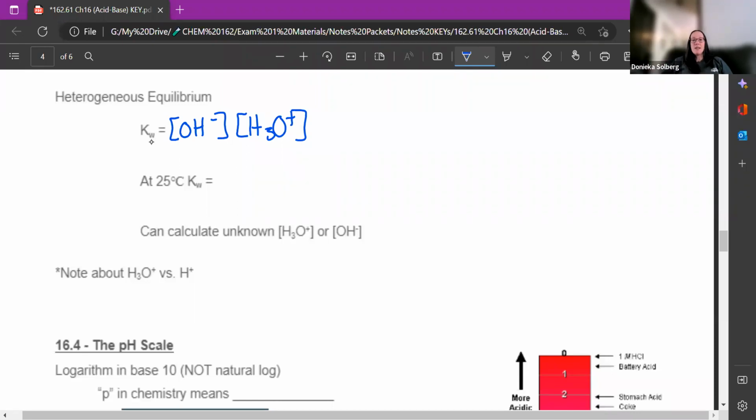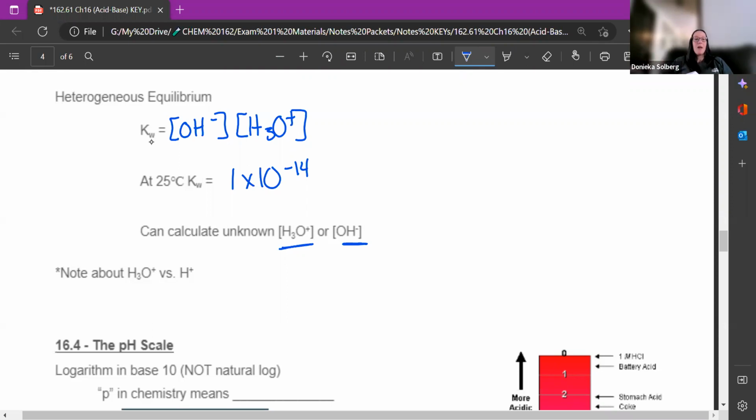So at 25 degrees Celsius, KW is actually 1 times 10 to the negative 14th. Okay, this is a really small number. That means it doesn't really favor the forward direction much. So not much of it actually ionizes, but some of it does. Okay, so what we can use this for is to actually calculate the concentration of H3O plus, acid, or OH minus, base, in a solution. So we're going to use the K value of water to find how acidic or how basic some type of concentration is.